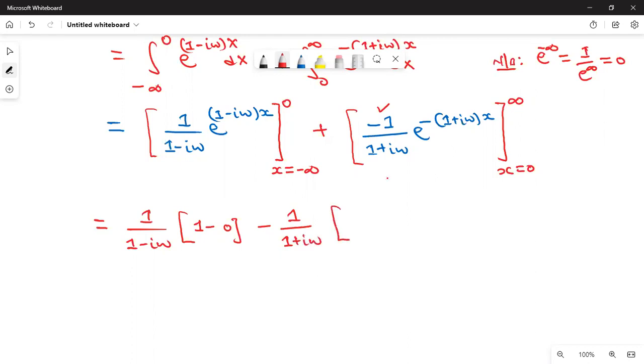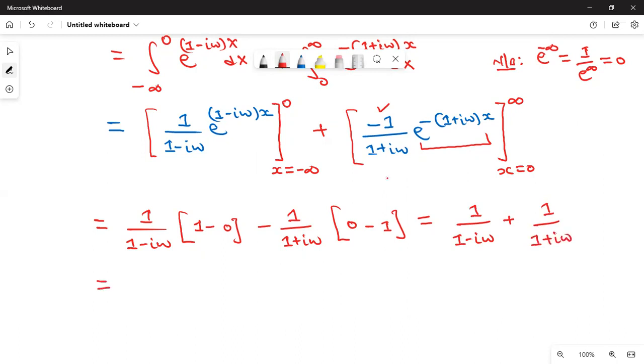Now here, look at the exponential function. If you put x to be infinity, again it will be exponential negative infinity, which is 0. Then minus, when x is 0, it will be e raised to 0, which is 1. So this is the same as 1 over 1 minus iω plus 1 over 1 plus iω.